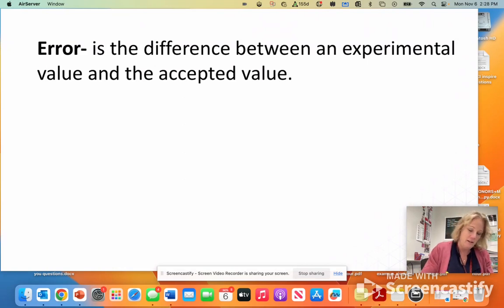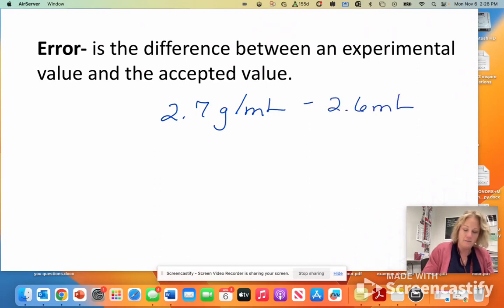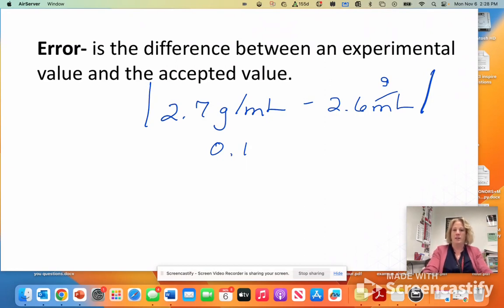Error is what we call just the difference between the experimental value and the accepted value. So if I got a density of 2.7 and really the density is supposed to be 2.6, then my error is going to be 0.1. And we're just going to do absolute value for this, so just subtracting the difference: how far off are you?